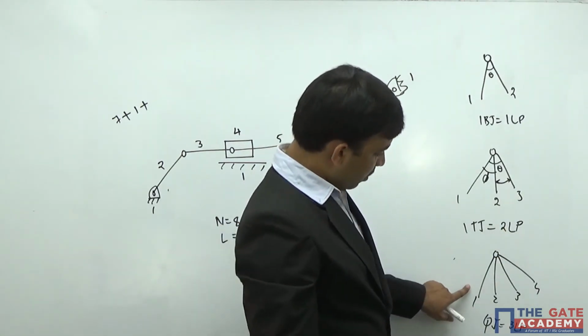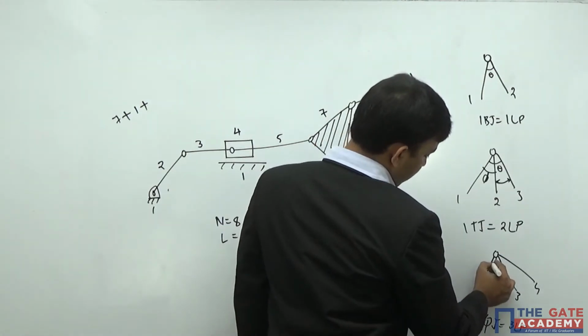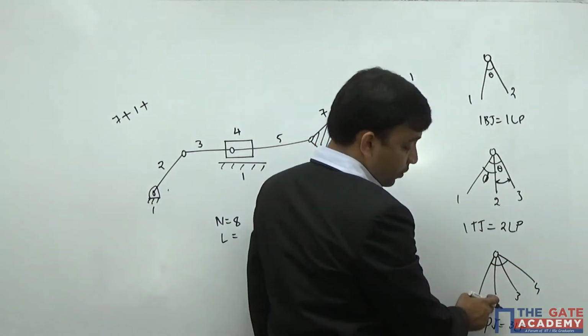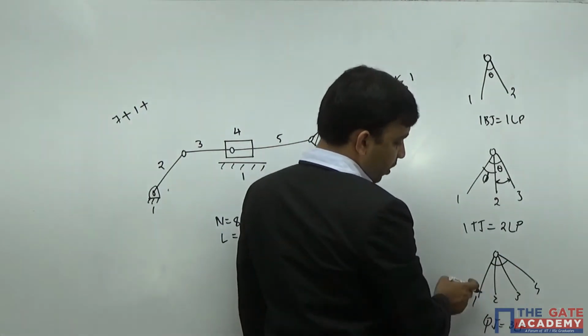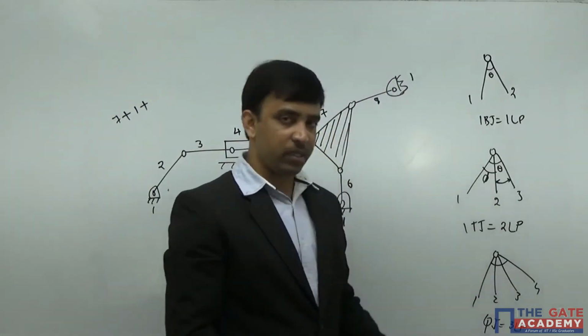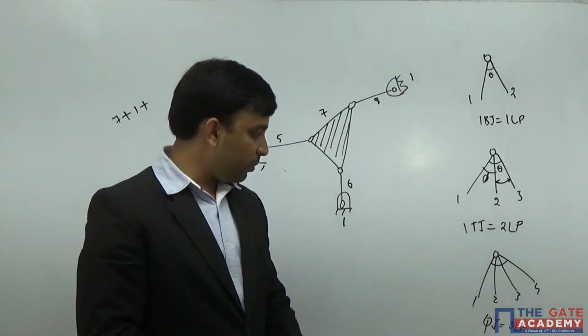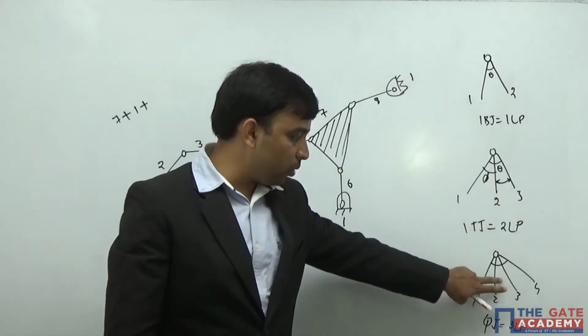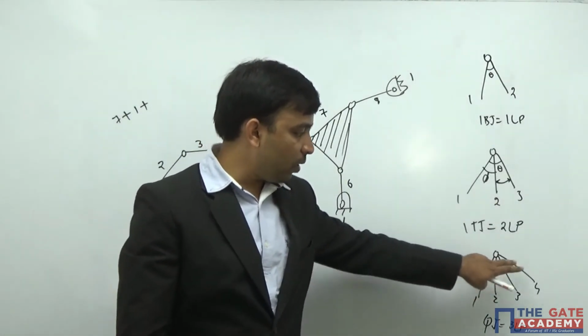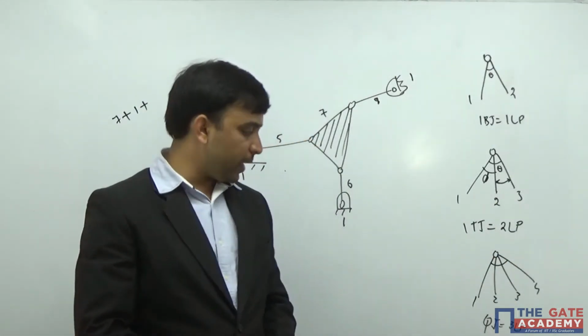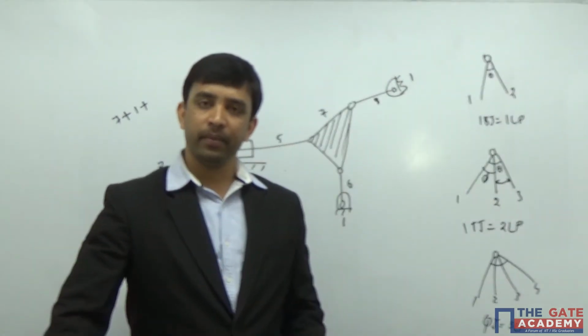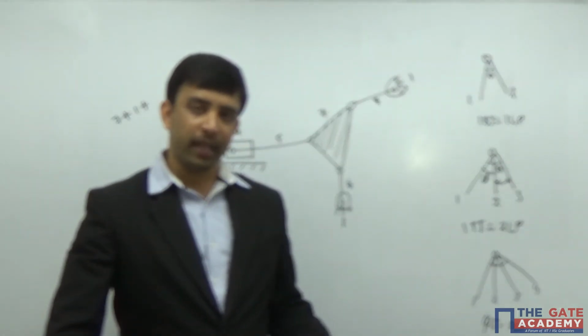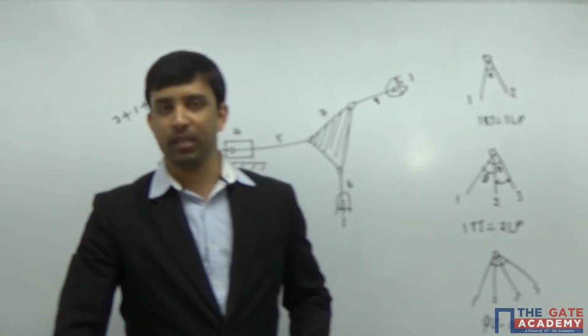Now see this case. With respect to link number 1, 1 and 2 is one lower pair, 1 and 3 is one lower pair, 1 and 4 is one lower pair. Therefore there are 3 lower pairs. The number of independent parameters needed: from 1 and 2 one angle, 1 and 3 one angle, 1 and 4 one angle. I don't need to know the angle between 2 and 3 and between 3 and 4. If I know these 3 angles, I can find the position of any link with respect to any other link.